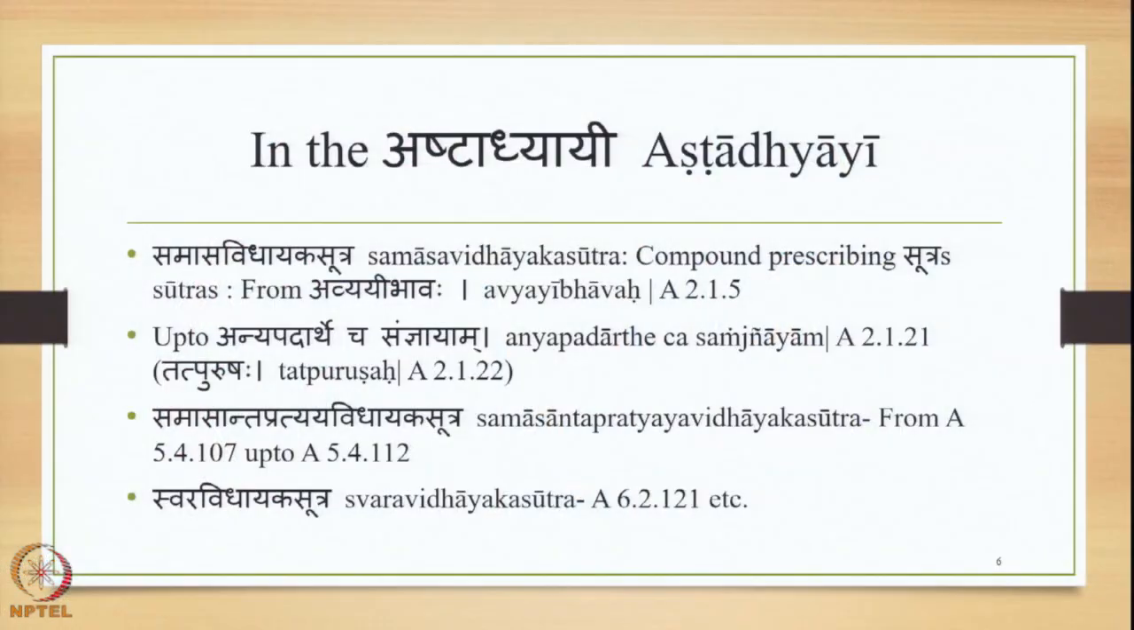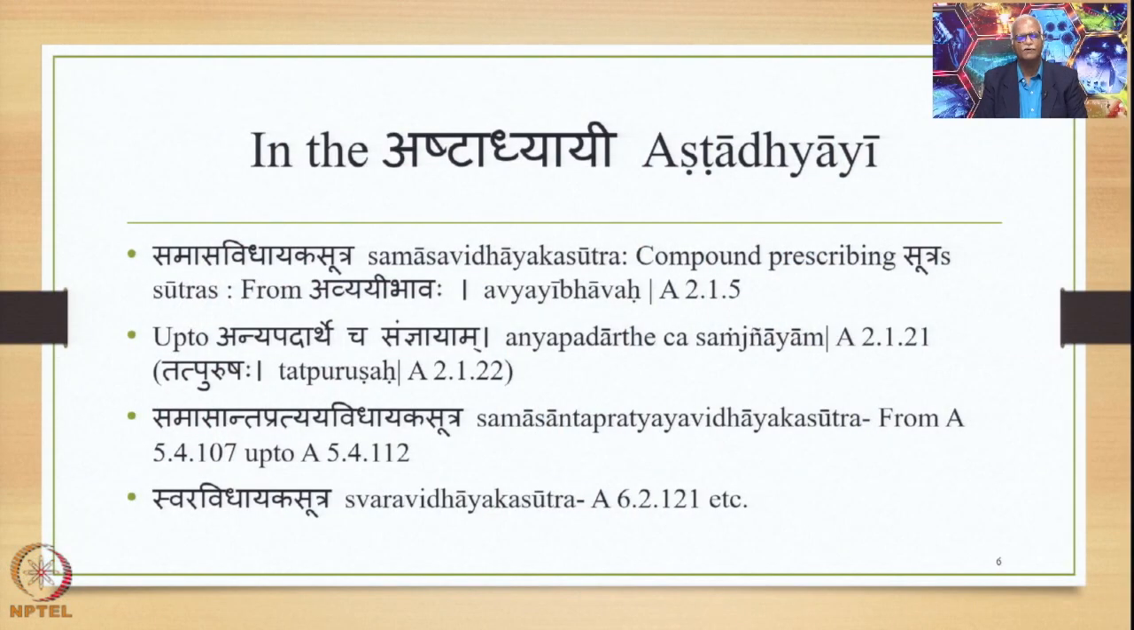In the Ashtadhyayi, the avyayibhava samasa is treated in different sections. So first, we find the sutras prescribing the avyayibhava samasa in 2.1, starting with 2.1.5, namely avyayibhavaha, up to 2.1.21, namely anya padarthe cha saudnyayam. This is a section of sutras which are called the compound prescribing sutras. And we started studying these sutras, and we shall study the sutra in this section, even in this lecture.